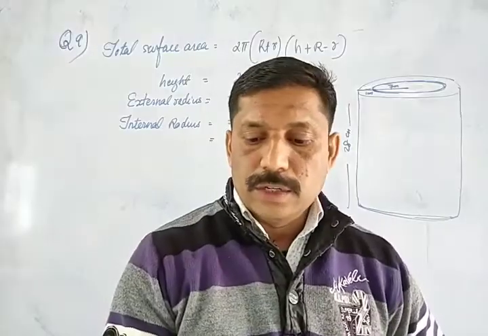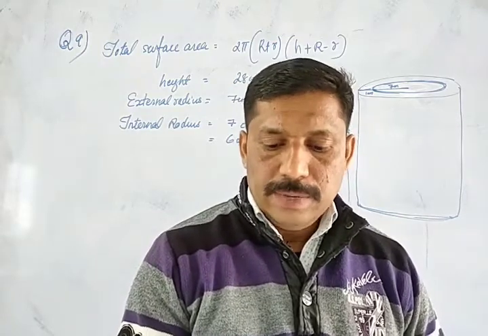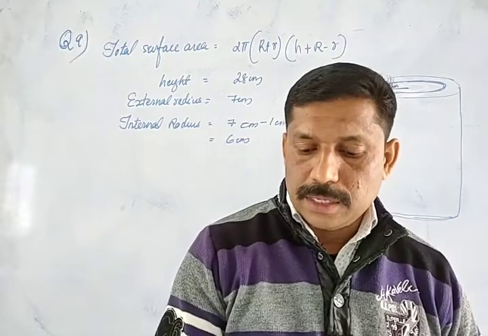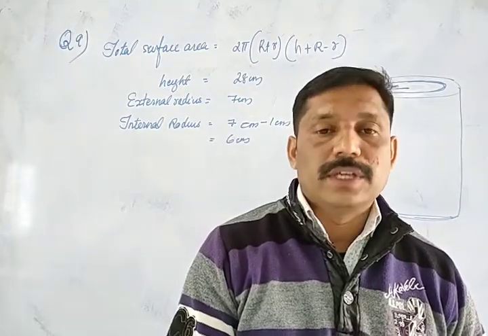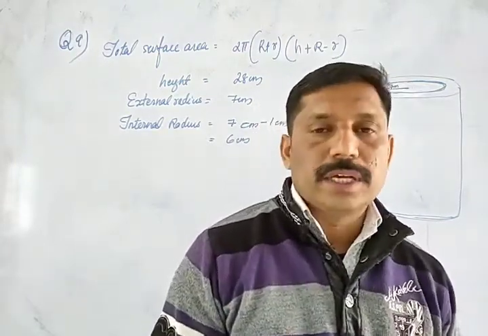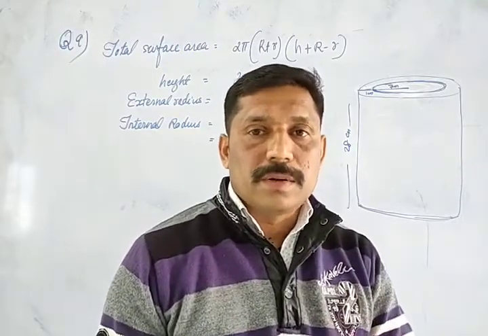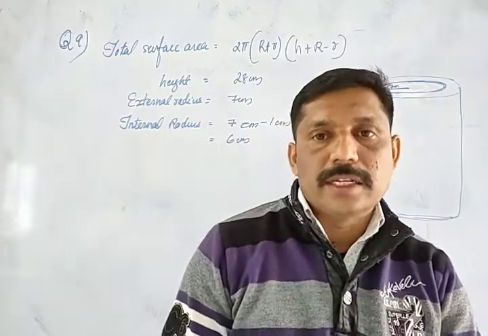Question number 9. Find the total surface area of the hollow cylinder open at both ends. If its length is 28 centimeter, external radius is 7 centimeter, and thickness is 1 centimeter, find the total surface area of this hollow cylinder. You have studied that, students. Total surface area is equal to 2 pi into big R plus small r into h plus R minus r. That is the formula.